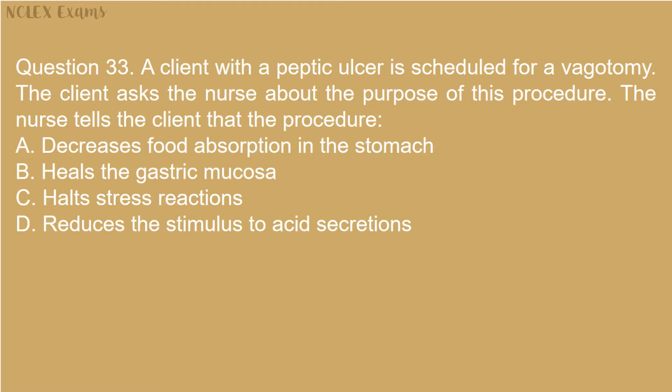Question 33. A client with a peptic ulcer is scheduled for a vagotomy. The client asks the nurse about the purpose of this procedure. The nurse tells the client that the procedure A. Decreases food absorption in the stomach. B. Heals the gastric mucosa. C. Halts stress reactions. D. Reduces the stimulus to acid secretions.